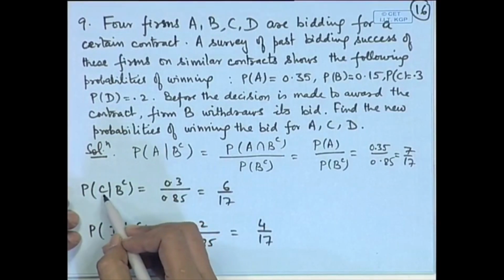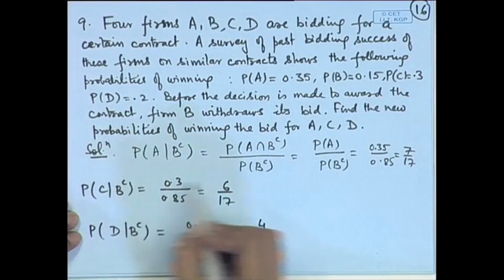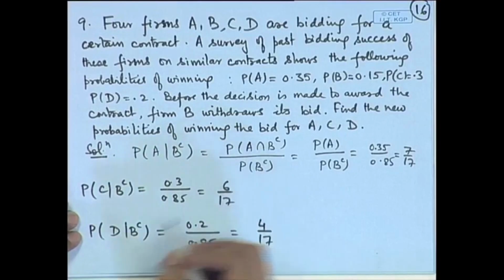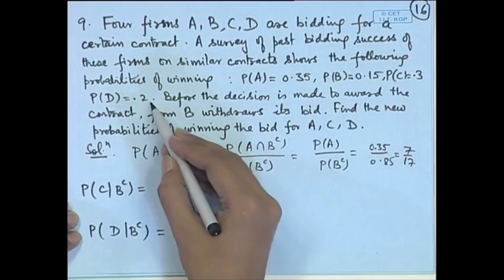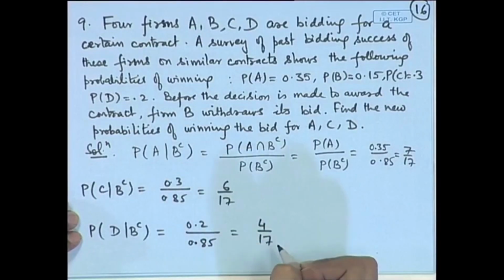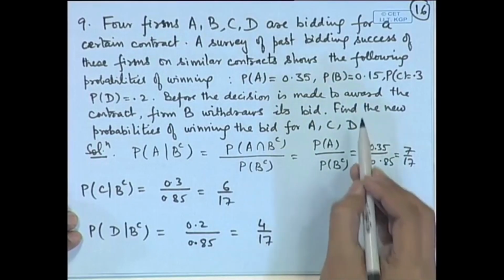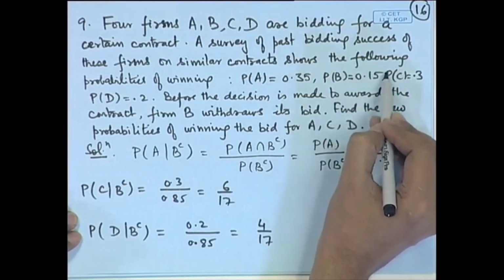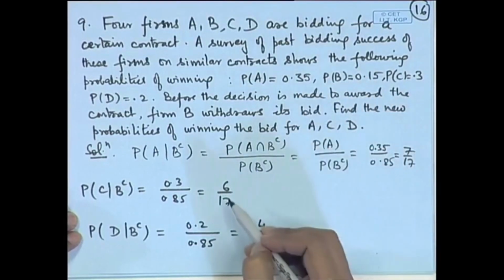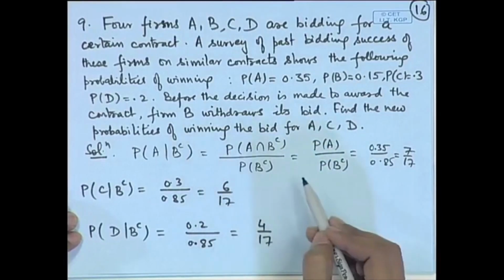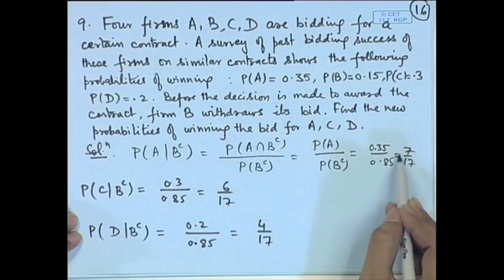In a similar way, probability of C given B complement turns out to be 6 by 17, and probability of D given B complement turns out to be 0.2 divided by 0.85, that is 4 by 17. So, if B has withdrawn, his share of probability is allocated to the other 3 bidders, and that is why the probabilities are getting modified.